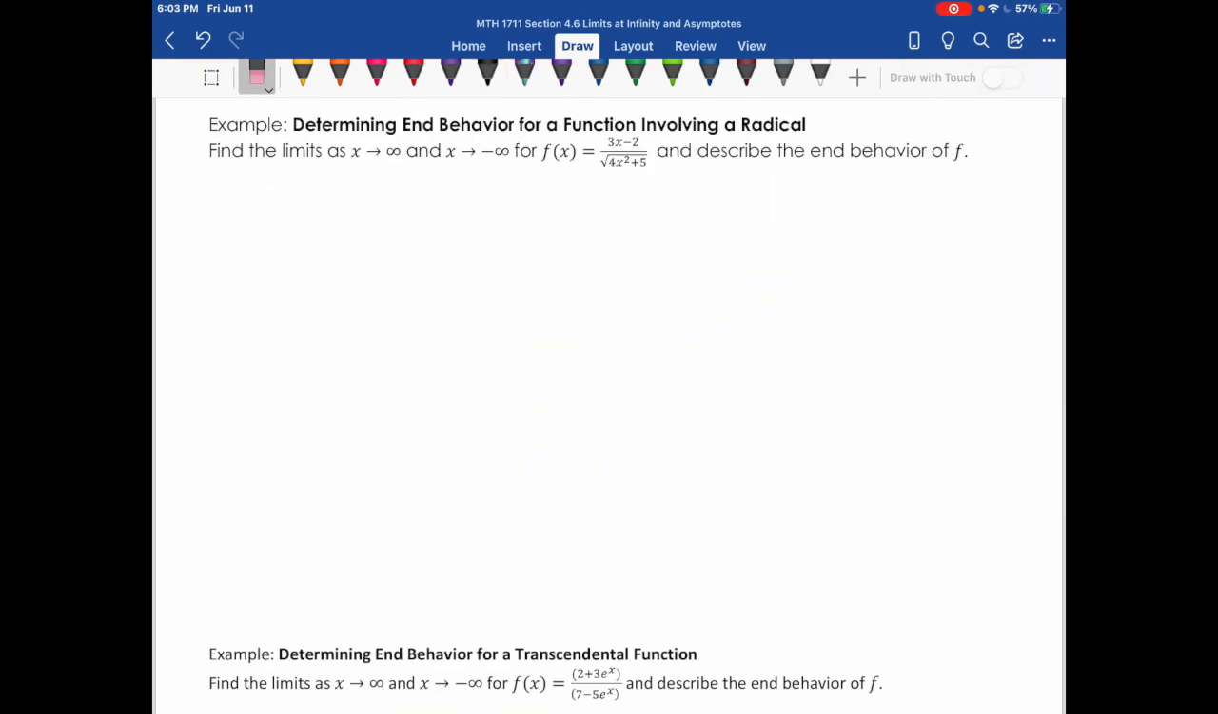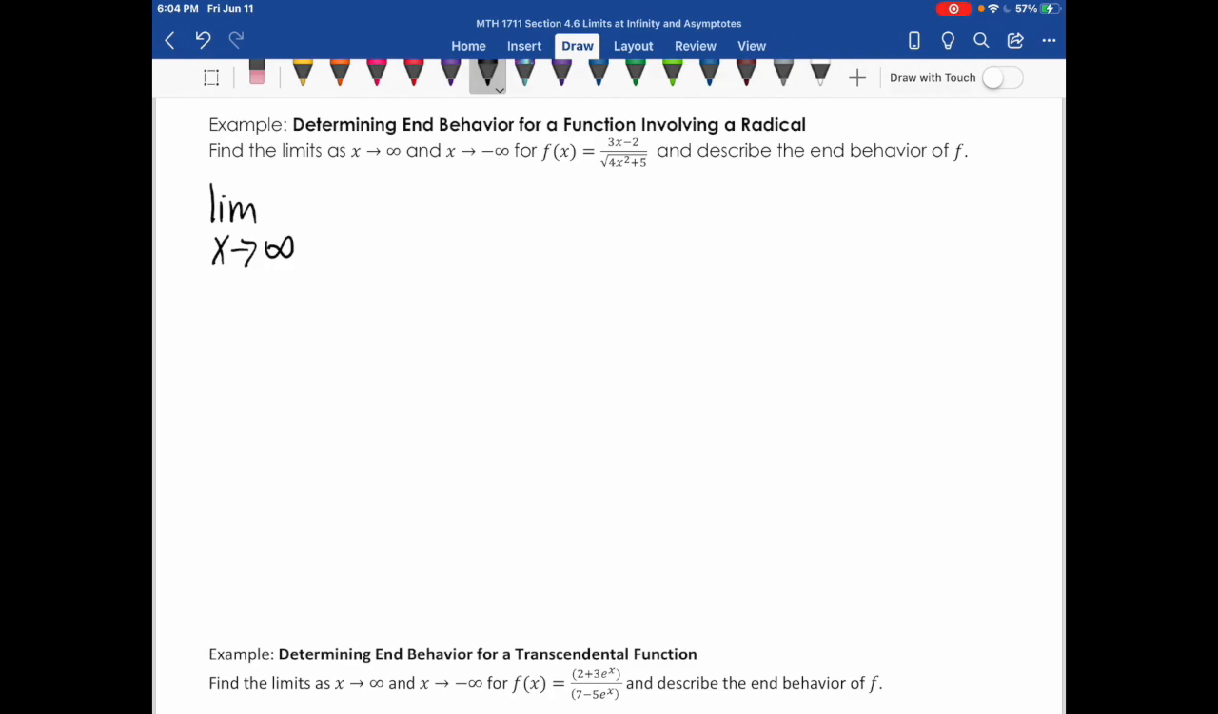Okay, in this example, we're going to see how to determine end behavior for a function that has a radical in the denominator. Now, this is a little bit tricky because you have to really take into consideration the difference between dividing something under the square root versus not under the square root.